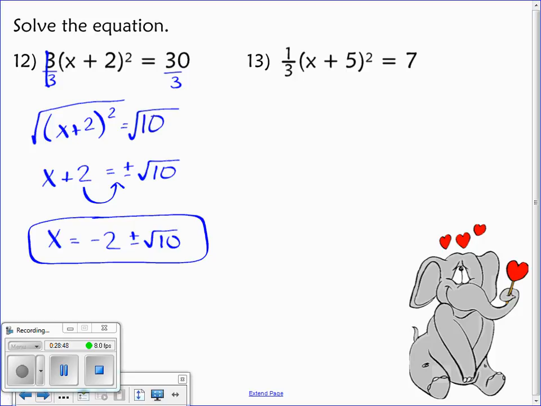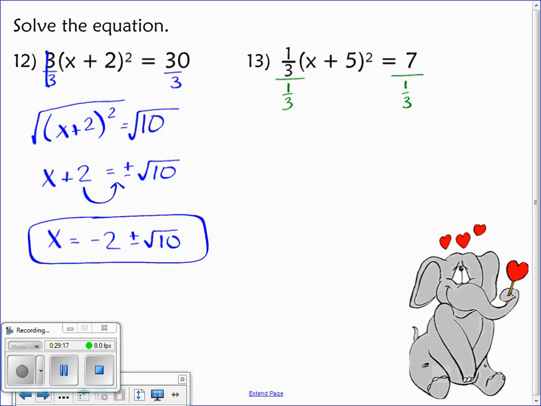All right, number 13. Is your parentheses squared by itself? No. How do I get it by itself? You have good math sense. She said multiply it by 3. In my mind, that's what I was doing too. But what are most students going to do with that? They're going to divide by 1/3. It's the same thing. Most students I'll see actually divide by 1/3.